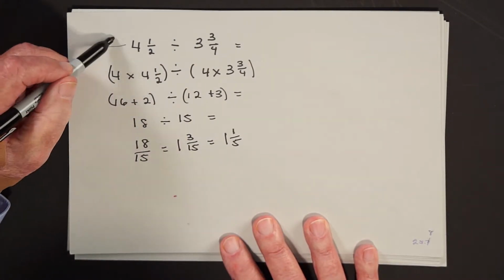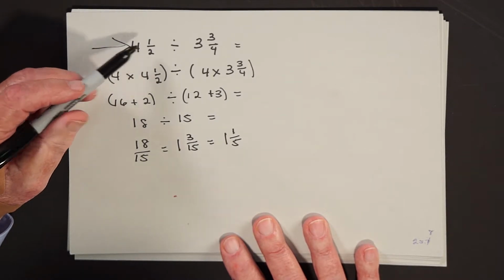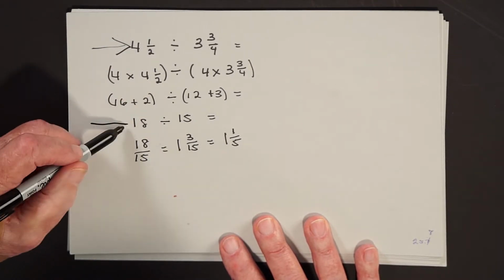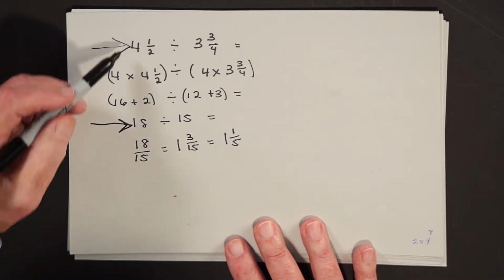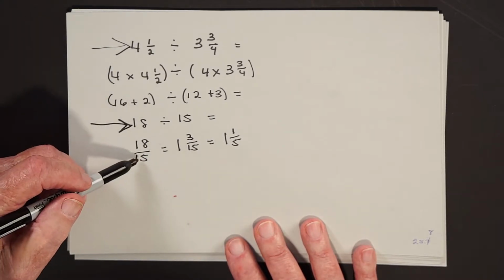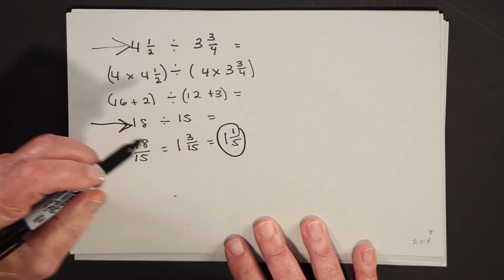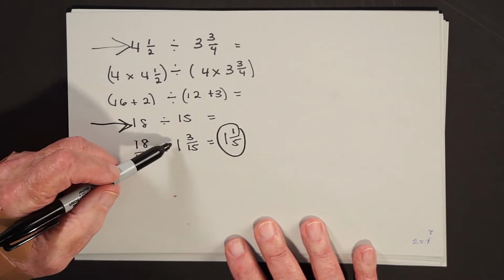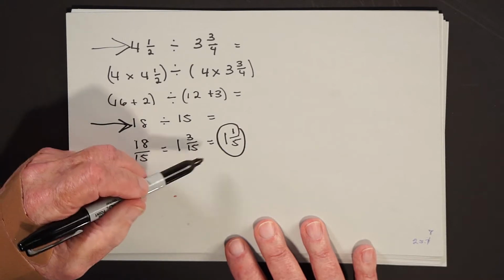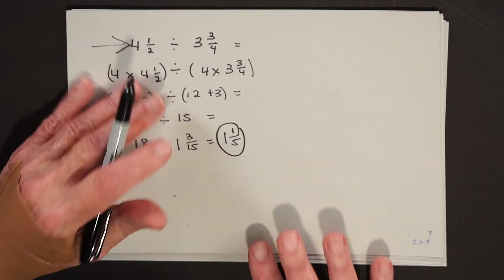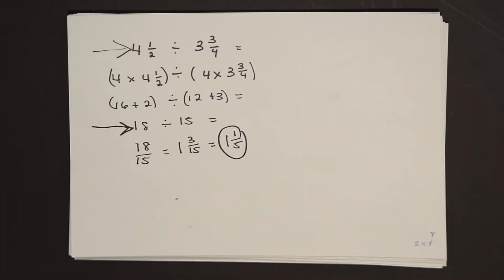So once again, this problem, which is sort of scary, is now replaced by this problem, which is equivalent to this. This, in a way, is easier for us to work with than this, and we see right away 18/15 is the same as 1 3/15. 3/15 is the same as 1/5, and we get the answer that way.